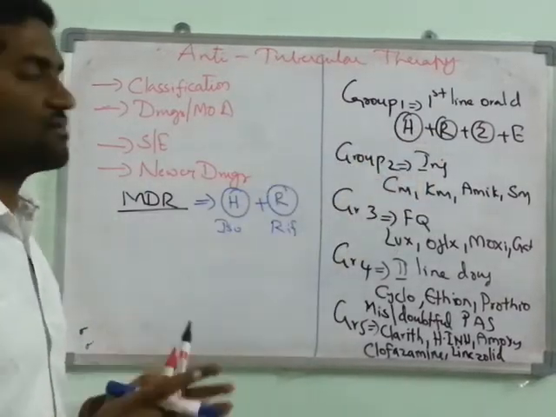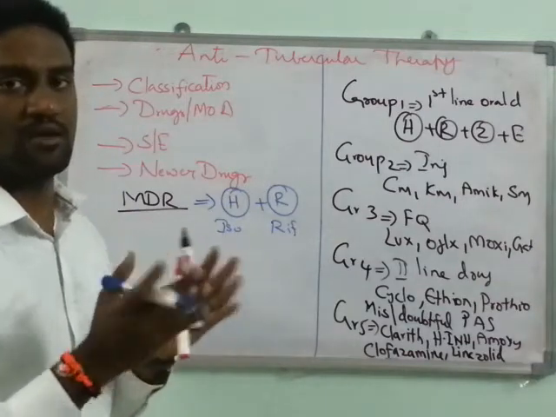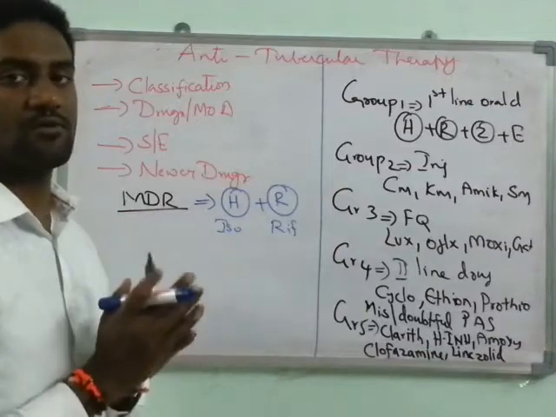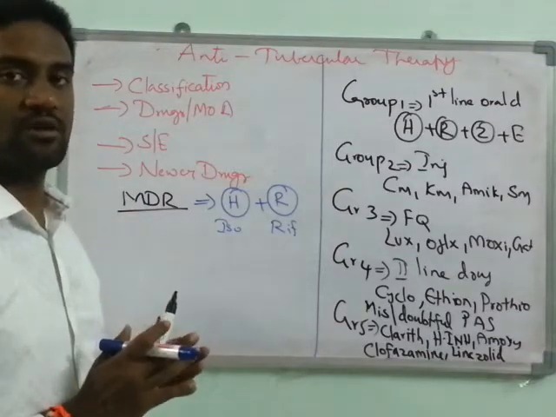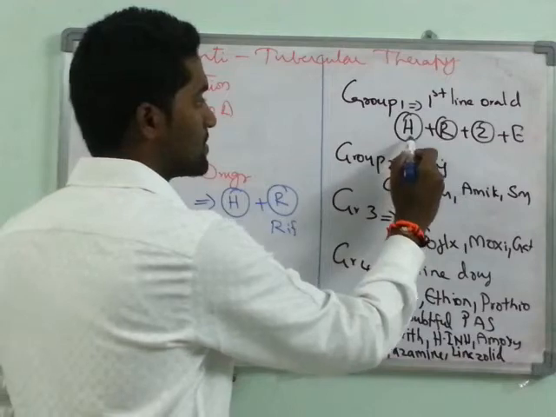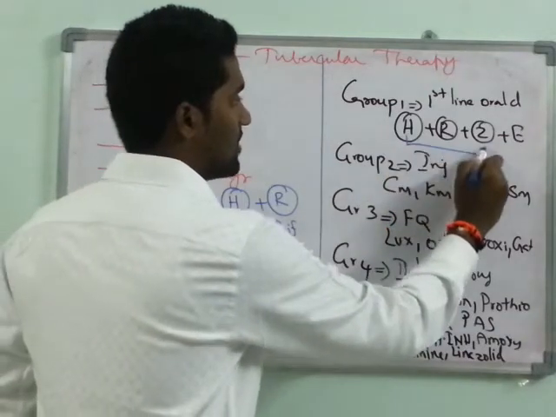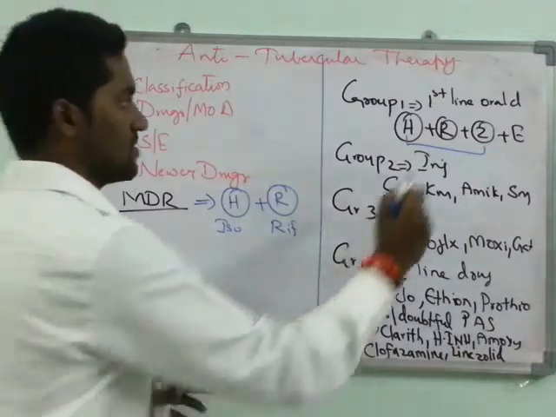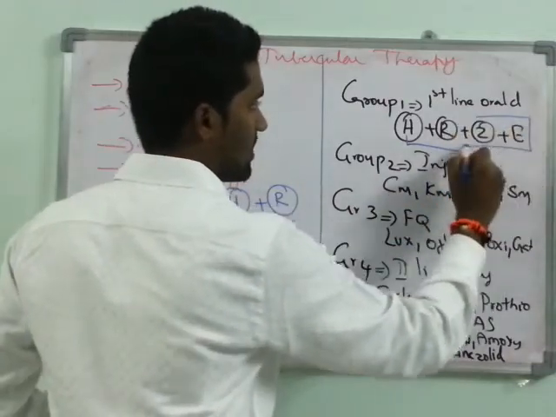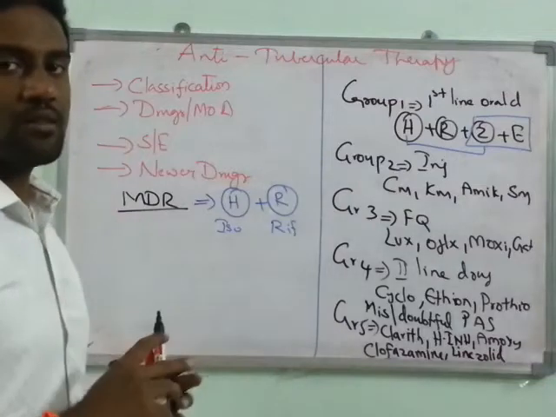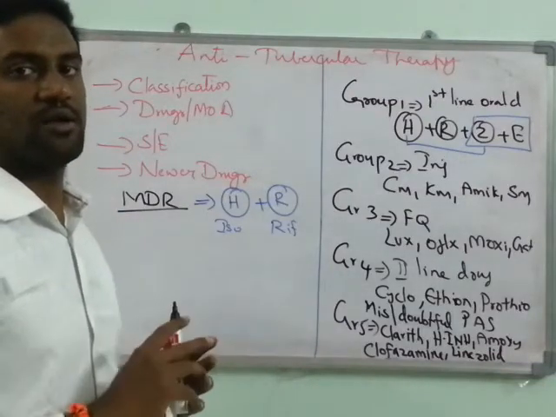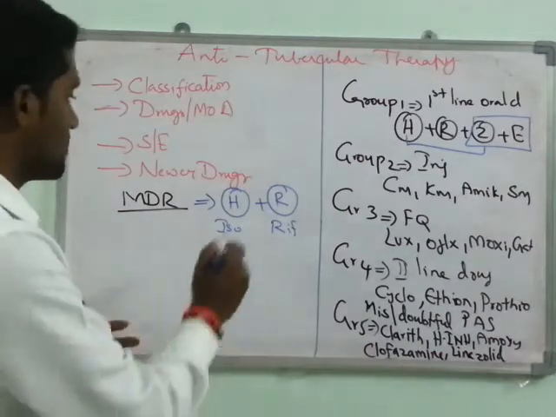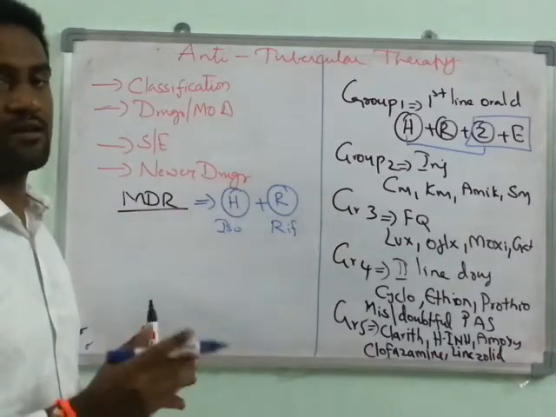Suppose the bacilli is only resistant to Isoniazid, it is called monodrug resistance. If it is only resistant to pyrazinamide, it is monodrug resistant. Suppose it is resistant to H and Z, 2 drugs, it is not multi-drug resistance, it is polydrug resistance. Suppose it is resistant to Z and E, it is also polydrug resistance, not multi-drug resistance. To say it is multi-drug resistance, it has to be resistant to both Isoniazid and Rifampicin.